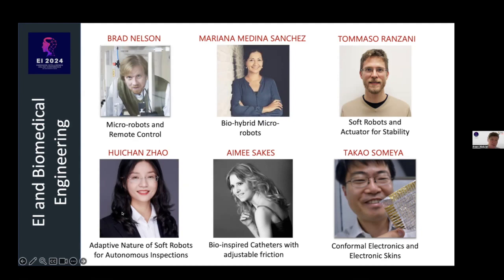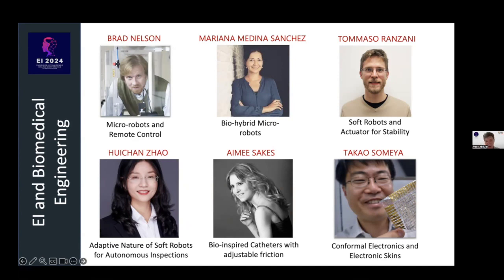Hui-chan was exploring the adaptive nature of the soft robots. She was also using the robot to explore the pipe, and the pipe can have a different curvature at certain points. So the adaptive nature of the soft robot that she was using was helping it to be adaptive and then go through the very complicated paths inside the pipe.